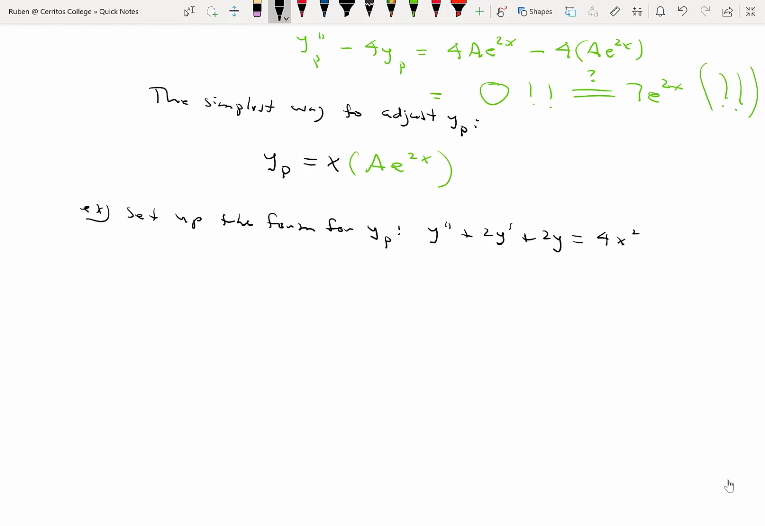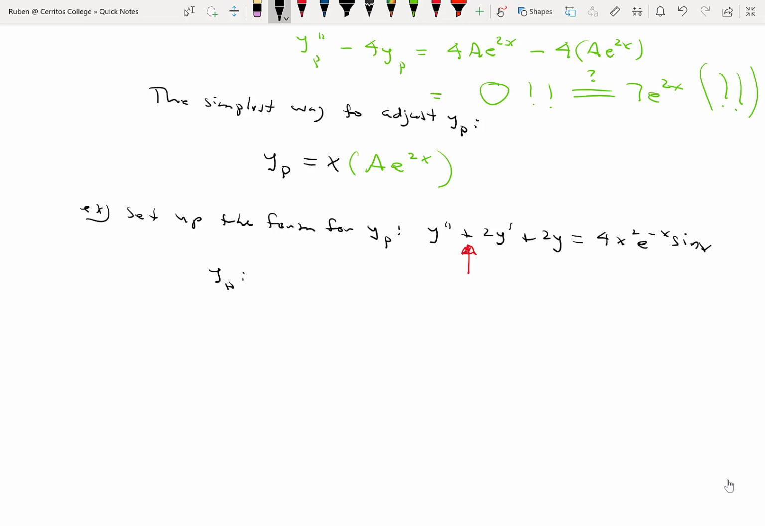4x squared e to the minus x sine x. The big difference from the example earlier is right here. I changed this minus from a previous example to a plus, and it's going to have every effect in the world here. Okay, so let's find y sub h.